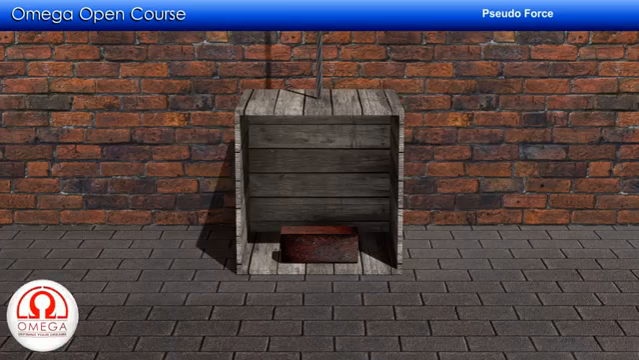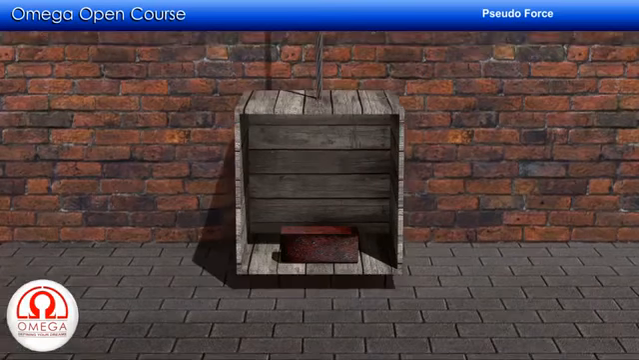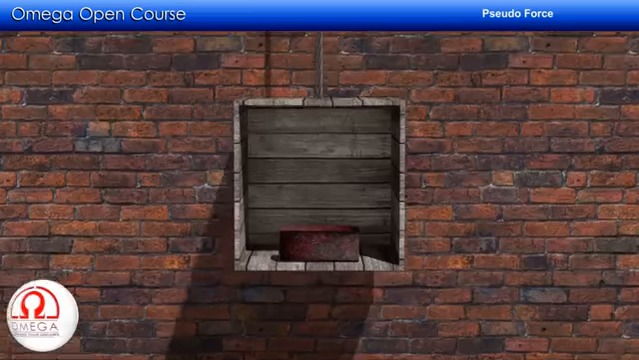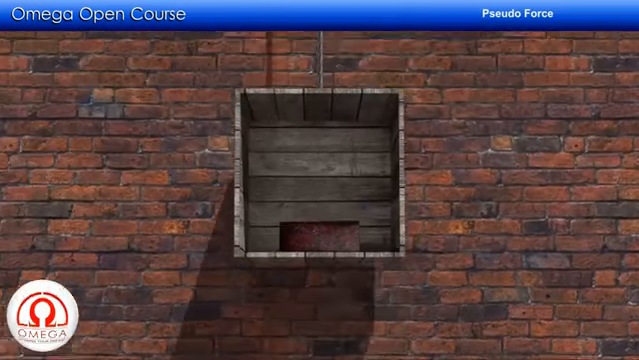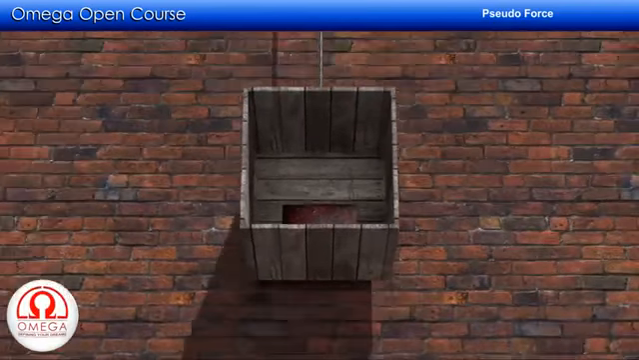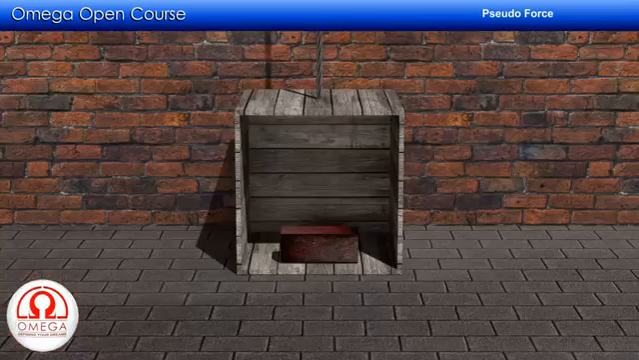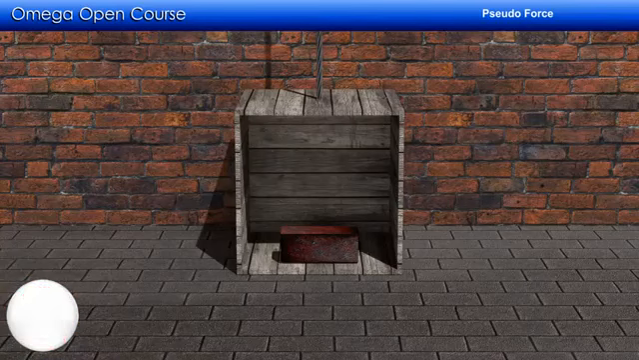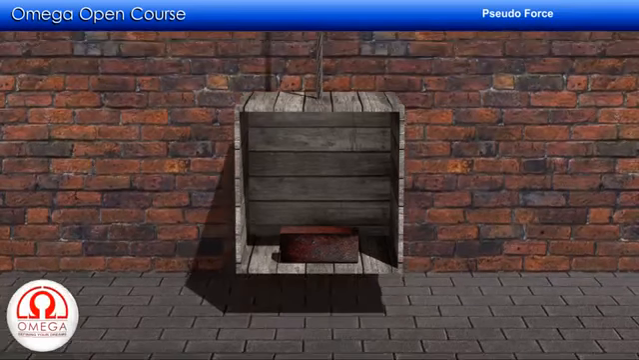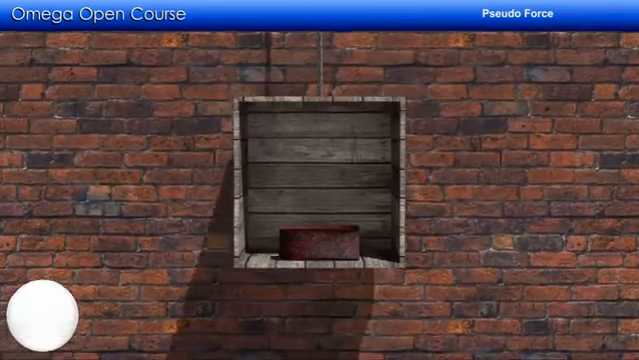Consider a block kept in a box. Suppose the box is pulled up with acceleration a. We have to calculate the normal reaction acting on the block. We can solve this question in the reference frame of the ground or in the frame of the box itself. If we look at the box from the ground, the box appears to be moving up with acceleration a and the block moves along with it.